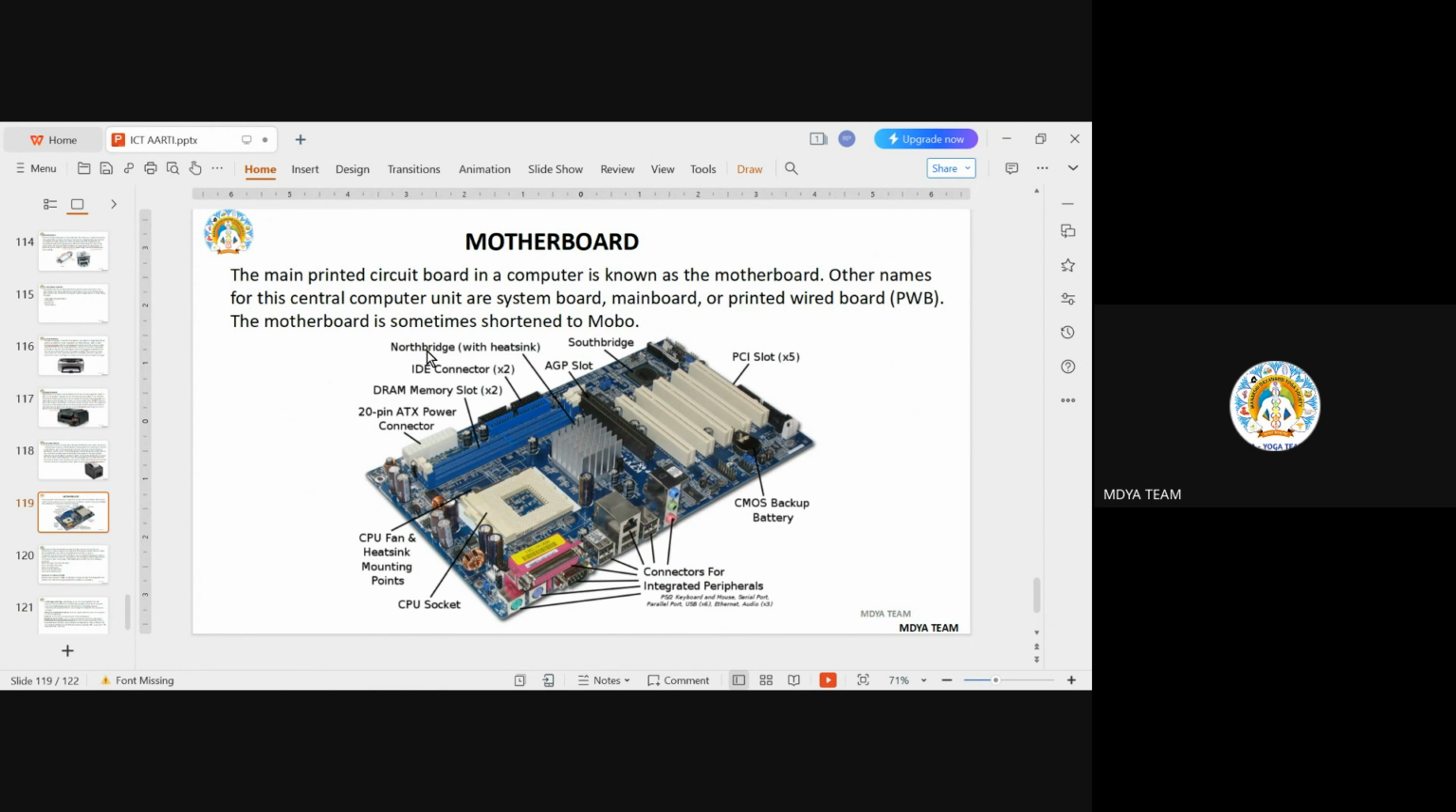Why is it called the printed wired system board? Because when we give electricity, it is given directly to the motherboard. Electricity is passed in because the switch is connected to the motherboard.